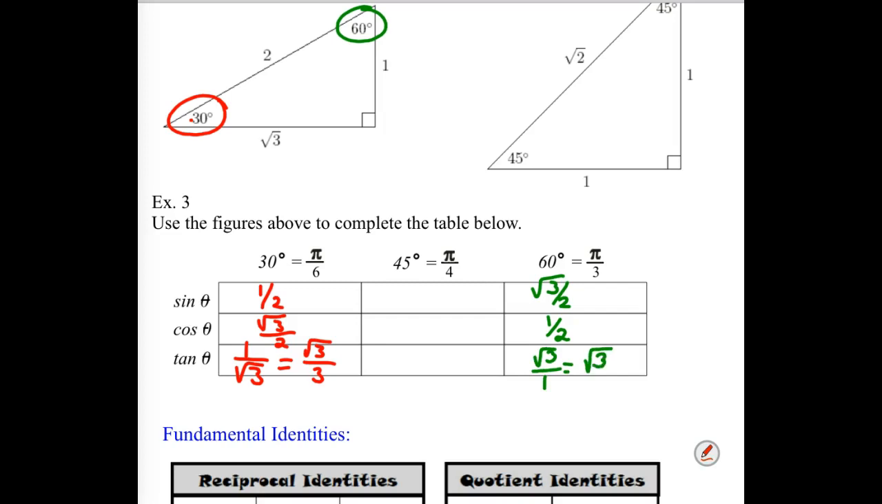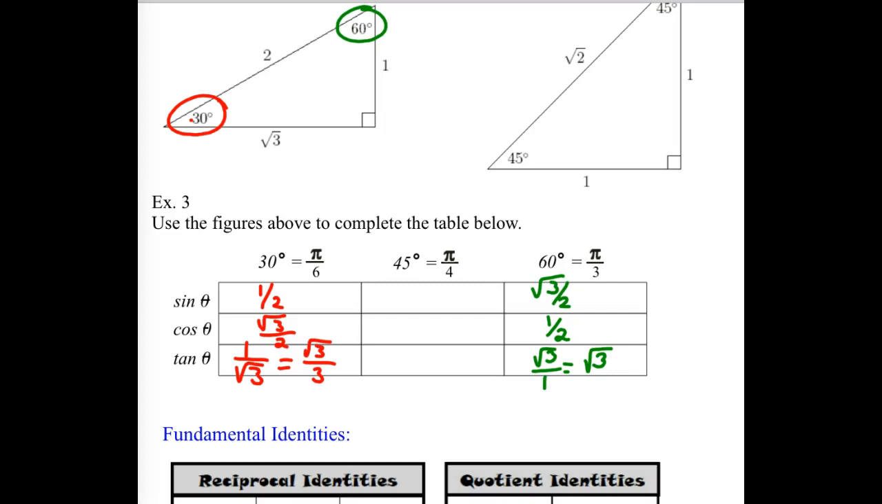All right. Compare the two columns that we've just done. We've got the sine of 30 being the same value as the cosine of 60. Yes? And the cosine of 30 is the same as the sine of 60. Okay? Tangents are reciprocals of each other.